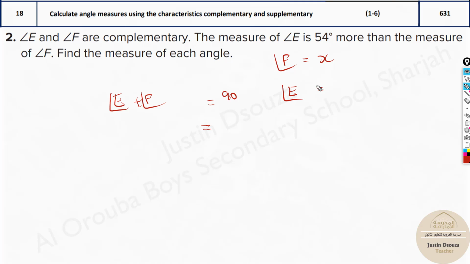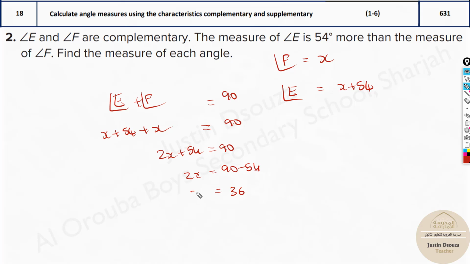So what is angle E? 54 more than F, right? So it will be X plus 54. That's it. Now we can just substitute. E is X plus 54 degrees plus F, that should be 90 degrees. Here we will have 2X plus 54 is equal to 90. Take this to the other side. It will be 90 minus 54. And in the left side we have 2X. Now at the right side, we will just solve 90 minus 54, that is 36. Here we have 2x, so divide both the sides by 2, you will have x is equal to 18.